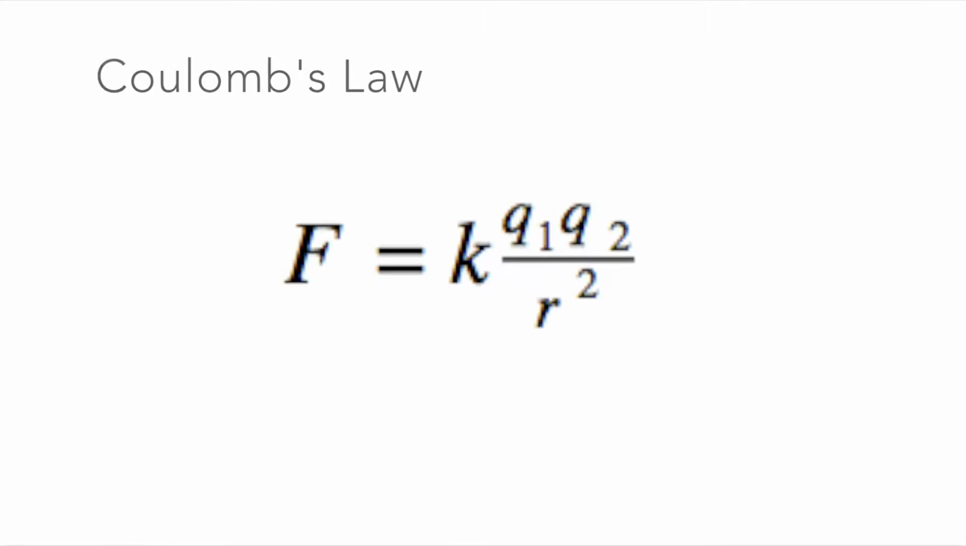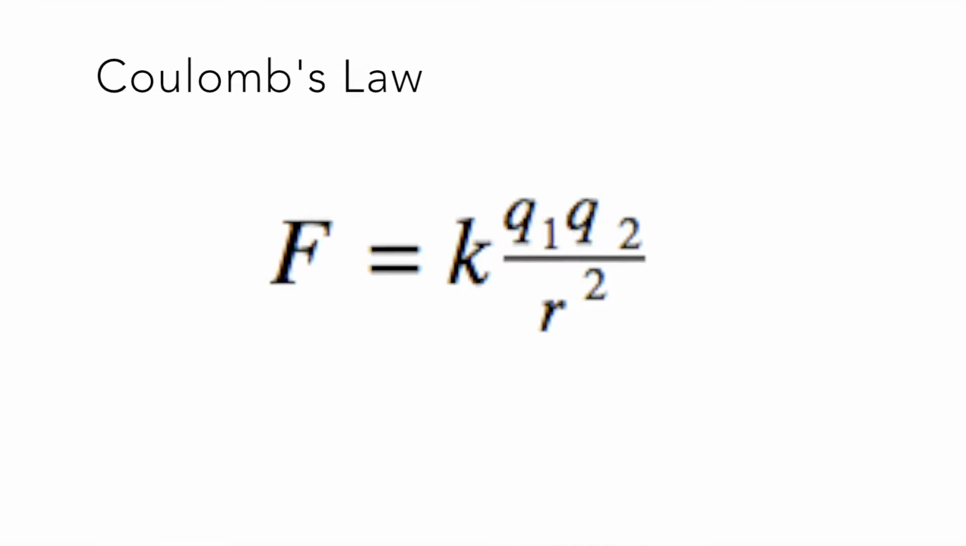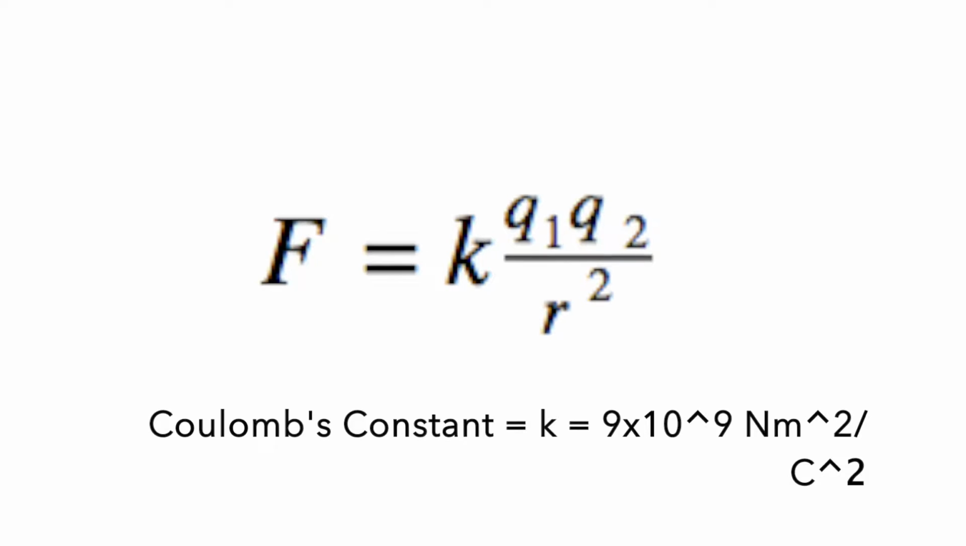Charge is denoted as a lowercase q, and the units of charge are coulombs, denoted as a capital C. Coulomb's law is F equals K Q1 Q2 over R squared. Coulomb's constant, K, equals 9 times 10 to the ninth Newton meters squared over Coulomb squared. But Coulomb's law is only good at finding the force of two tiny charged objects, such as particles.